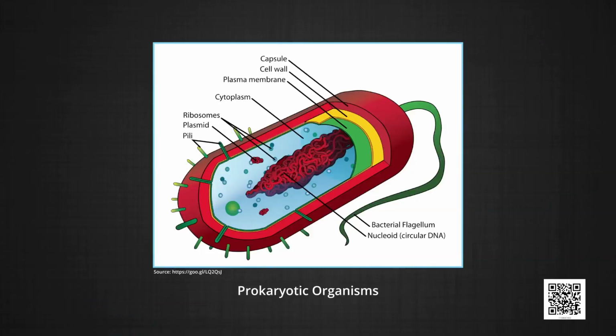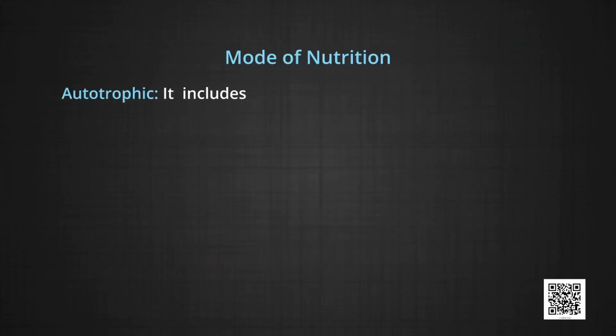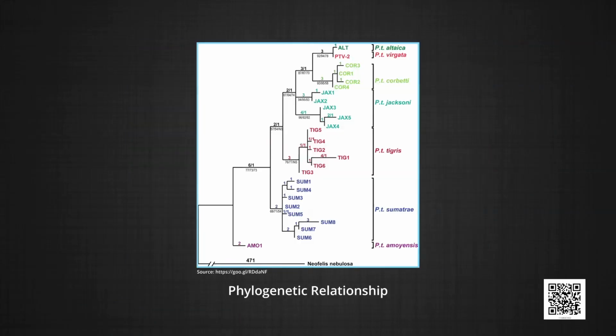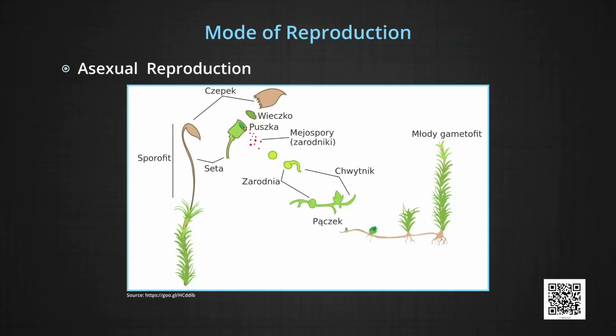Five kingdom system of classification was done on the following criteria: structure of cells, which includes prokaryotic organisms and eukaryotic organisms. Organization of cells, which includes unicellular and multicellular. Mode of nutrition, which includes autotrophic, chemosynthetic and photosynthetic. Second, heterotrophic mode of nutrition, which includes holozoic, meaning ingestive, and saprophytic, meaning absorptive. Phylogenetic relationship, from the study of the fossils. Mode of reproduction in animals is asexual reproduction and sexual reproduction.